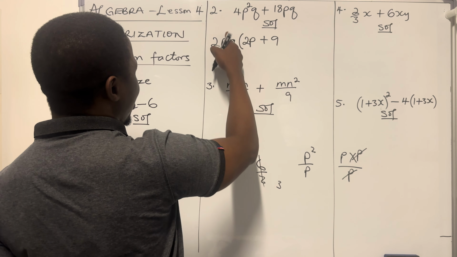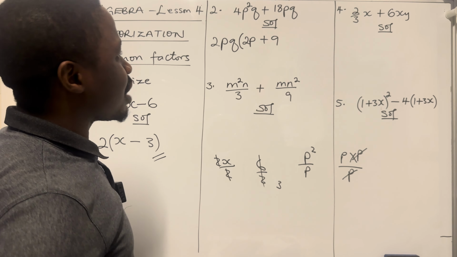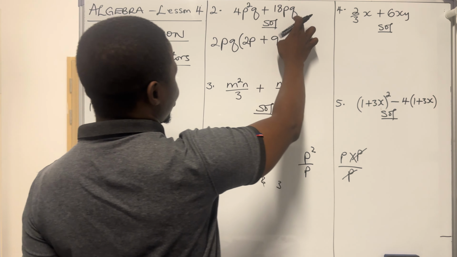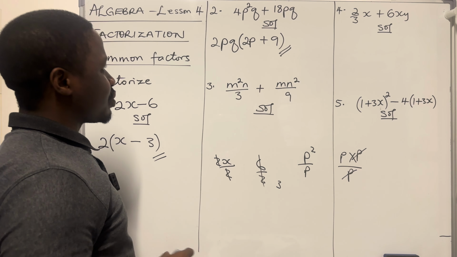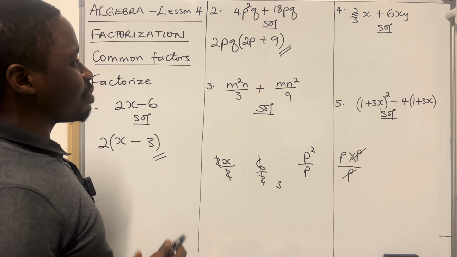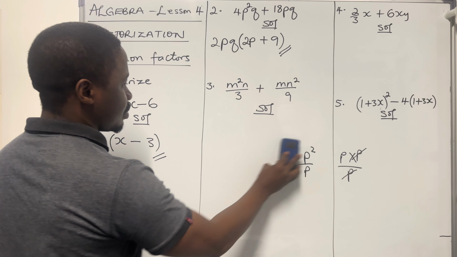Then P with a power of 1 into P with a power of 1, P takes away P. There will be no P remaining. Q takes away Q. There will be no Q remaining. So this is what we have. So this is how we factorize when there is something common between the terms or among the terms.